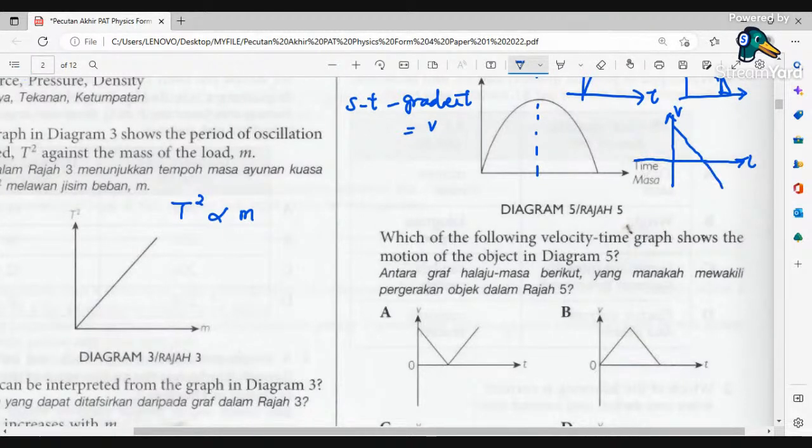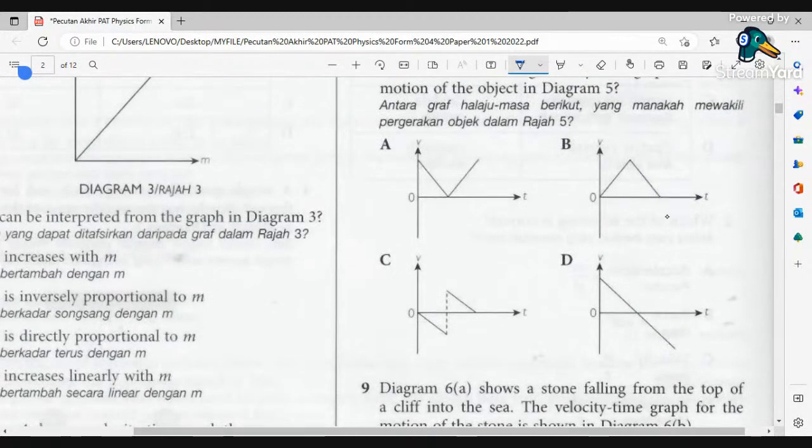So we'll continue down here. This one negative direction, the gradient is negative, ini positive. Okay, the first part, velocity decrease in one direction, and then velocity increase in opposite direction. So the graph should be like this. Okay, so answer is D, donkey.